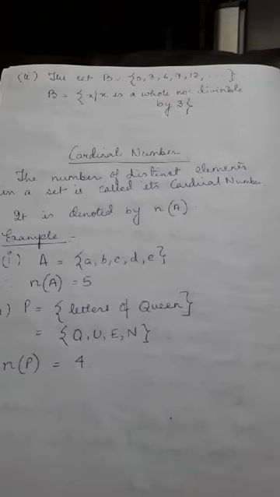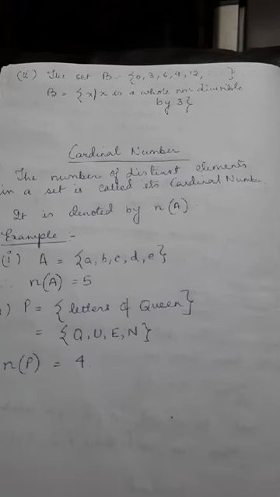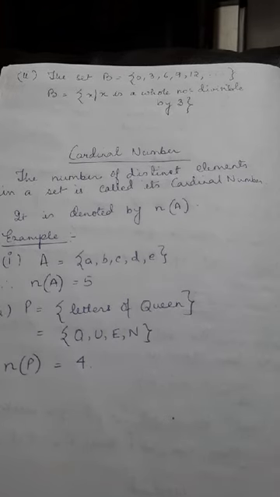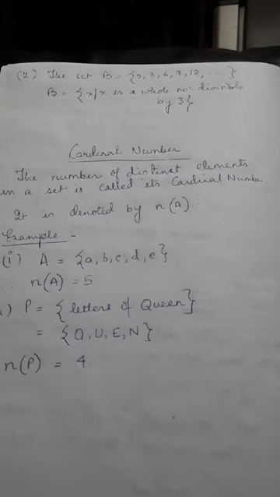Next, let's revise what a cardinal number is. Cardinal number is also a very easy concept, and it's very important also. You might get questions based on cardinal number, but it is a very easy subtopic of sets. What is a cardinal number? The number of distinct elements in a set is called its cardinal number. A set is given to you, and you have to count the members of the set. The number of members of the set is the cardinal number. But there is a format for writing the cardinal number.